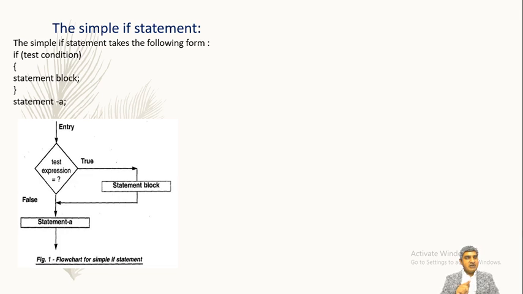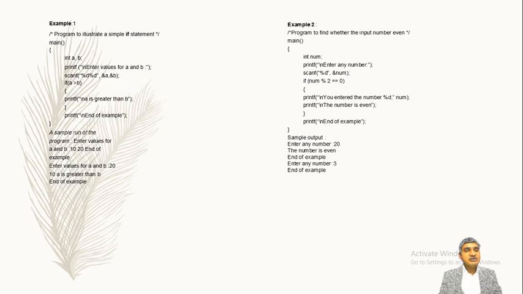First, at entry, the test expression is evaluated. If it is true, then the statement block is executed. But if it is false, then statement A is executed. Here, when we test the condition and it is true, after execution of the statement block, statement A is executed. So this is the very simple if statement. Now consider one program, a program to illustrate the simple if statement.